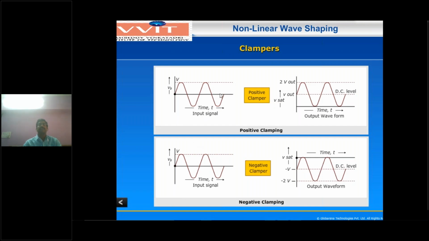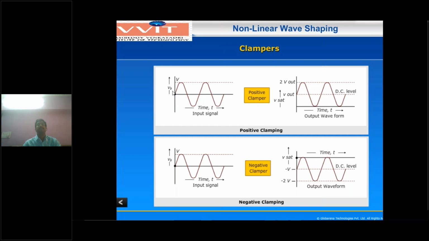So go through this example. This is the input waveform. The reference voltage line is 0 volts. This is a positive peak and a negative peak. Let us take an example of plus 3 volts and minus 3 volts. Now for the positive clamper circuit, observe this one. The entire negative peak of the waveform is shifted in the upward direction.